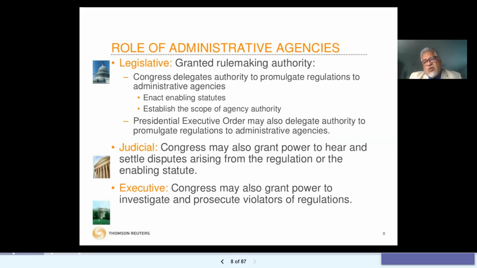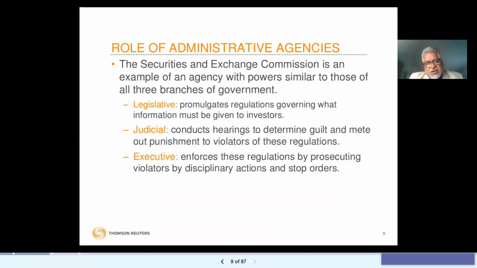Judicial: Congress may also grant power to hear and settle disputes arising from the regulation or the enabling statute. So Congress, in fact, gives power to do the back and forth between parties when there are issues with a particular agency's regulations. This happens, for example, with agencies such as USCIS or the immigration courts. They actually work for the agency instead of working for the judicial branch. Executive: Congress must also grant power to investigate and prosecute violators of regulations.